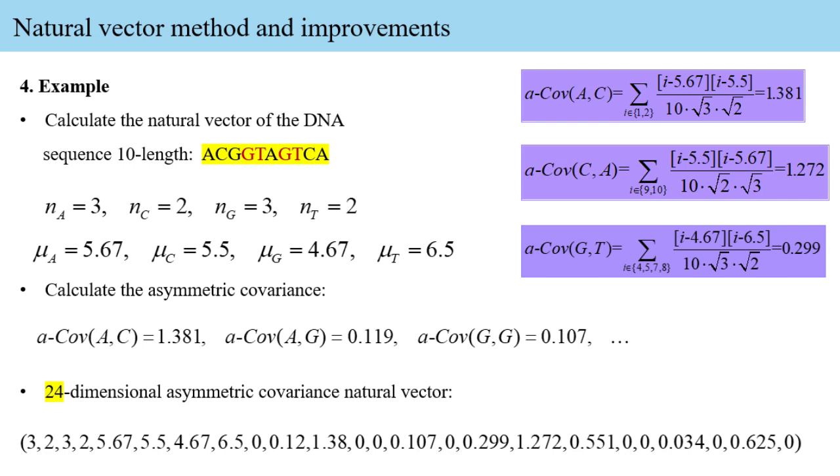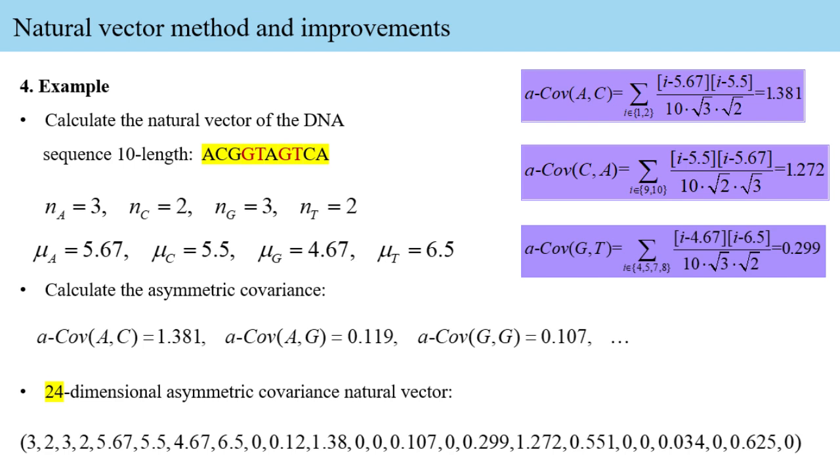Now see, for example, if we calculate the tumor, like we have this DNA sequence that's 10 in length. Then according to the formula, if you count, 3 A's appear here, 2 C's, 3 G's, and 2 T's. Then that's the mean for the dimension. Then calculate the symmetric covariance. For AC, according to the formula, it only happens in the first position, second position. So i is the first position, second position.